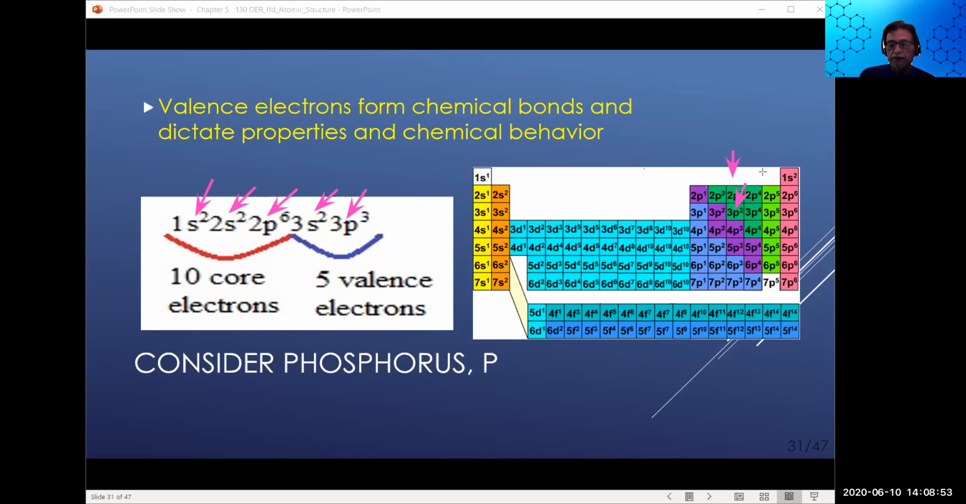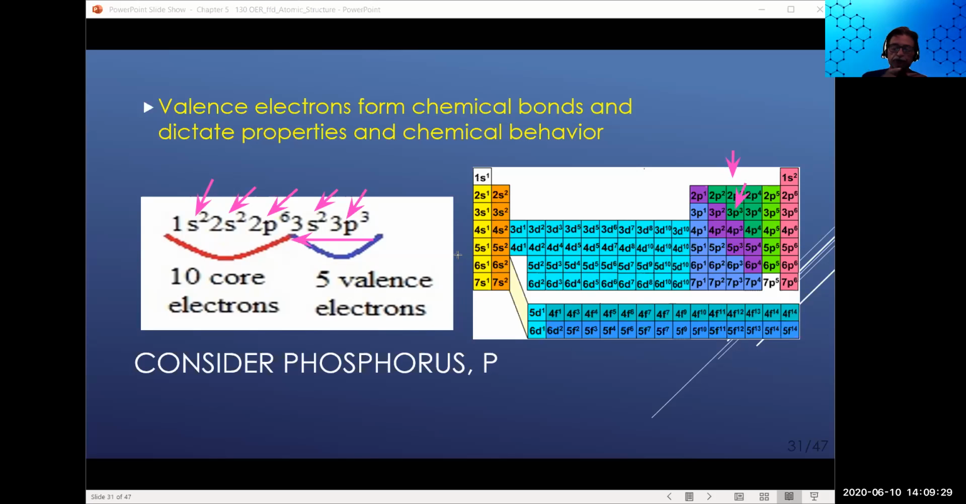Now, those valence electrons are extremely important. Why? Because that is where all the action happens. That is where all the chemical reactions occur. The core electrons are the inner electrons. For phosphorus, these are denoted by 1s2, 2s2, 2p6, and they're full. All the orbits are full, so nothing's going to happen there chemically. Everything is going to happen out here, at the outer, the valence electrons.